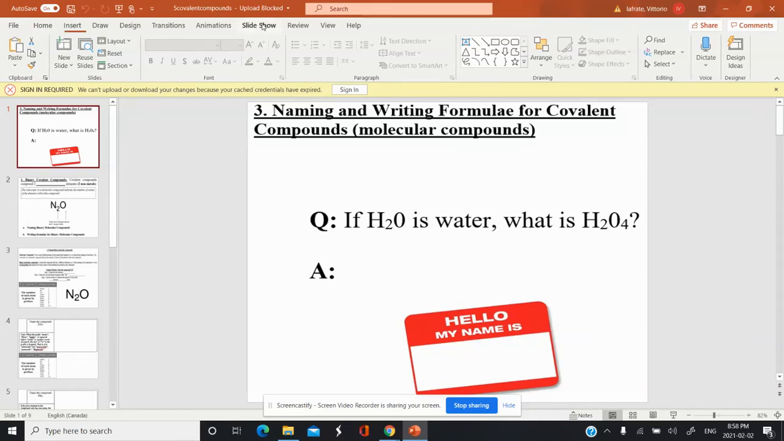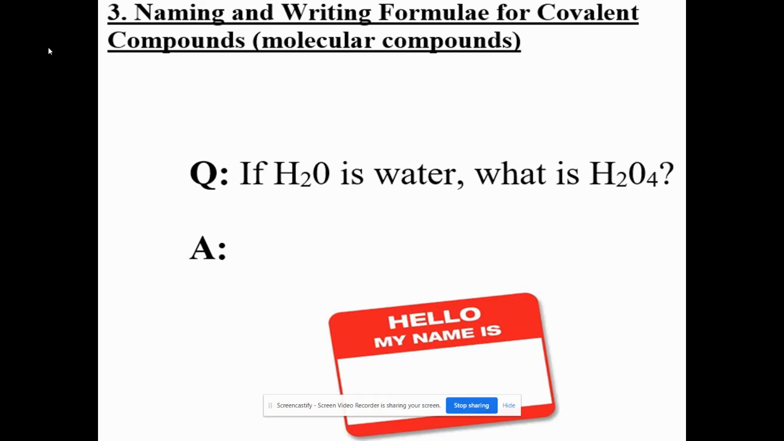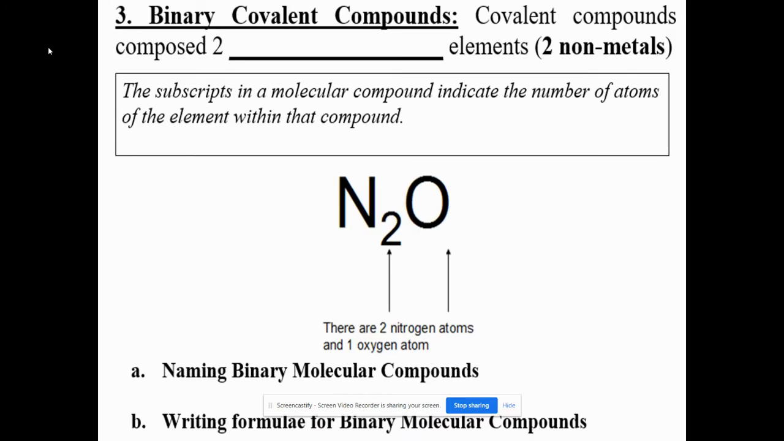In this video, we're going to go over naming and writing formulas for molecular or covalent compounds. So we're going to look at binary covalent compounds, which are covalent compounds composed of two different elements. And those different elements have to be non-metals. Covalent compounds can also be called molecular compounds.